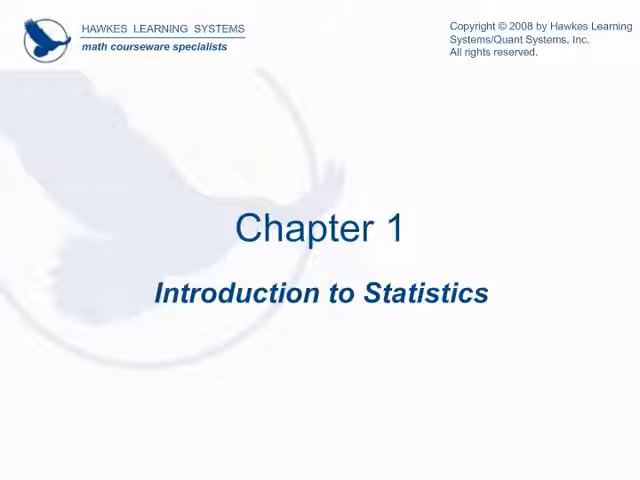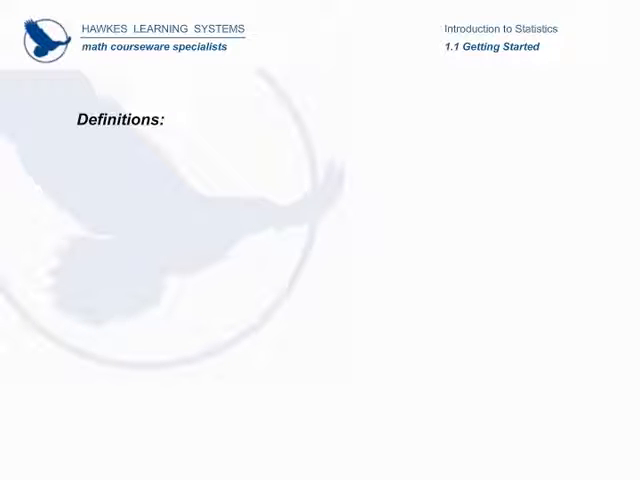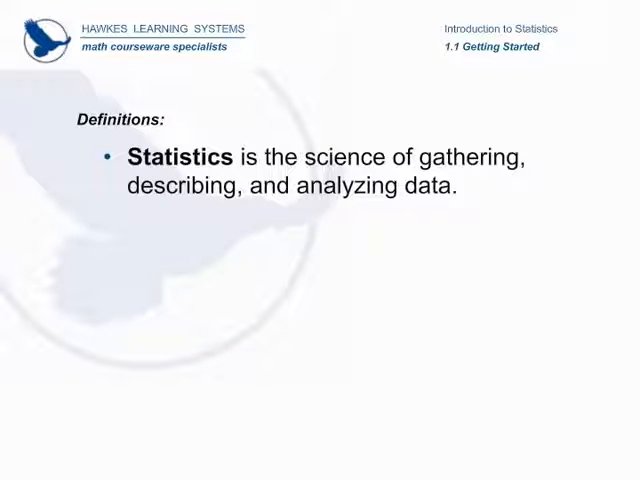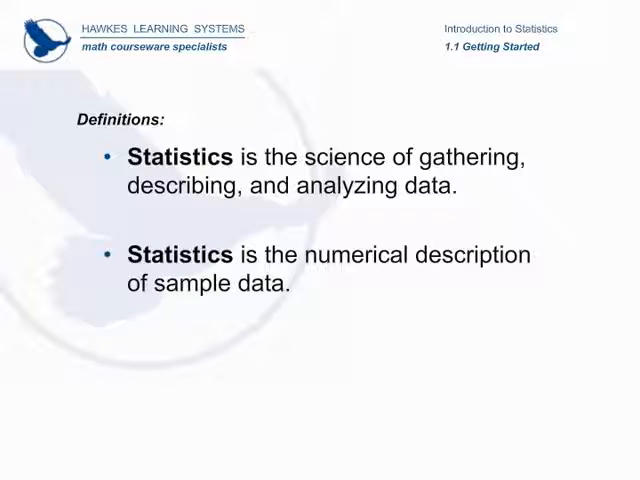We will begin with Chapter 1, Introduction to Statistics. In our Introduction to Statistics, let's take a look at some definitions. Statistics is the science of gathering, describing, and then analyzing data. Statistics is the numerical description of sample data.